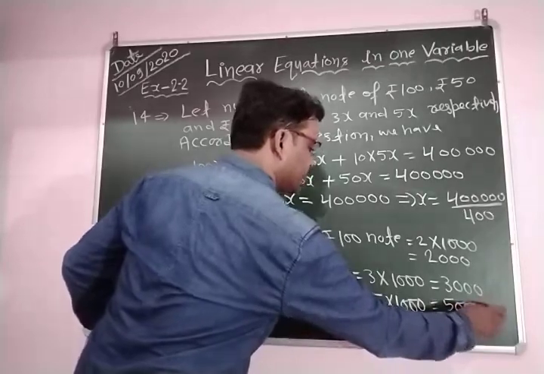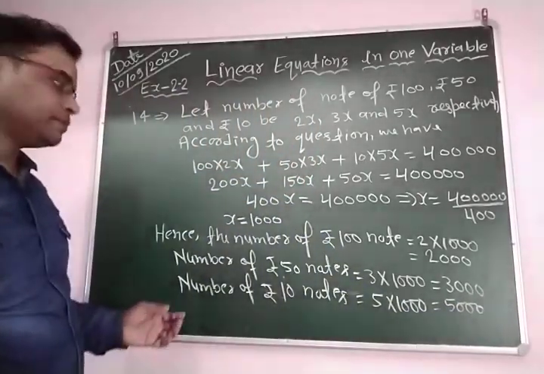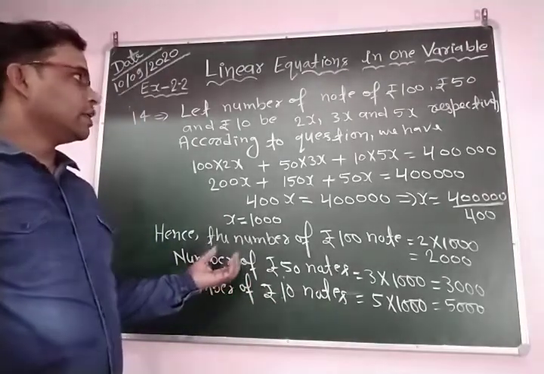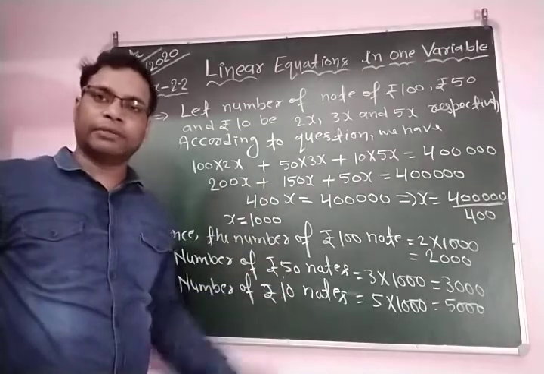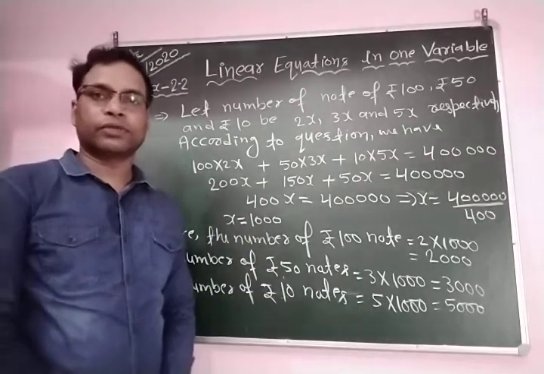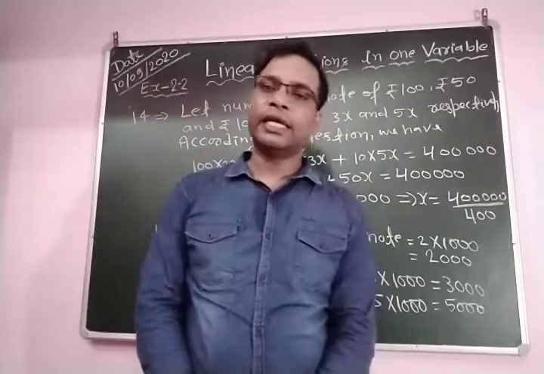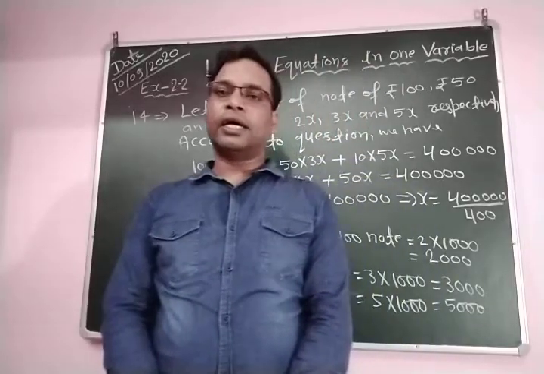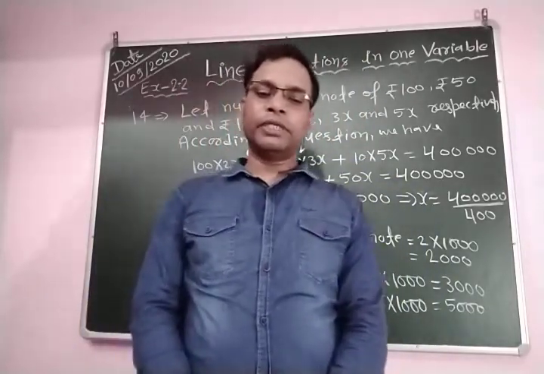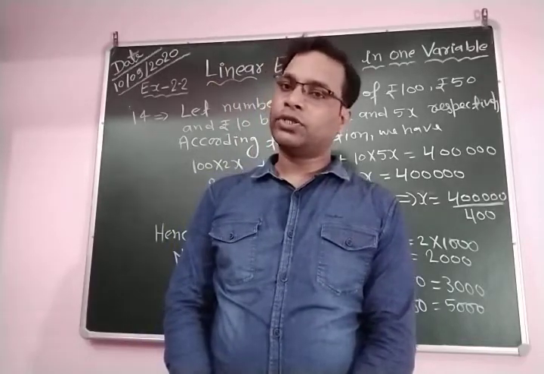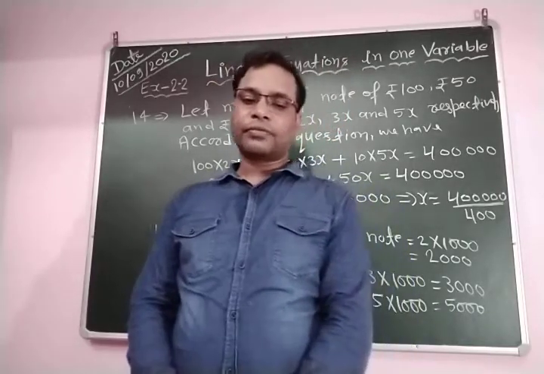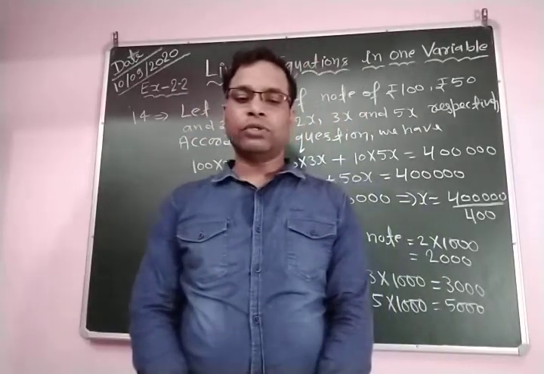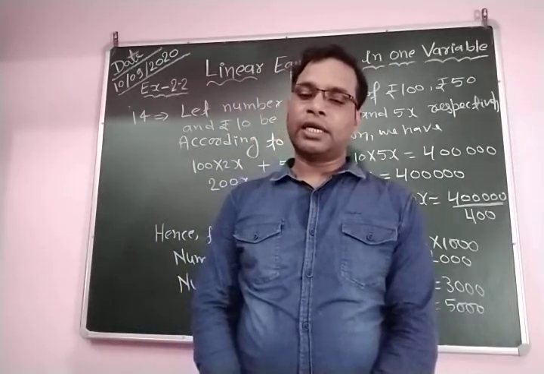So I hope all of you understood how to find the number of notes when the ratio of notes is given and the types of notes are also given. So in this question you can see it is given that Lakshmi is a cashier in a bank. She has currency notes of denominations 100 rupees, 50 rupees and 10 rupees in the ratio 2 ratio 3 ratio 5, and the total cash with Lakshmi is 4 lakh rupees. So we need to find how many notes of each denomination she has.